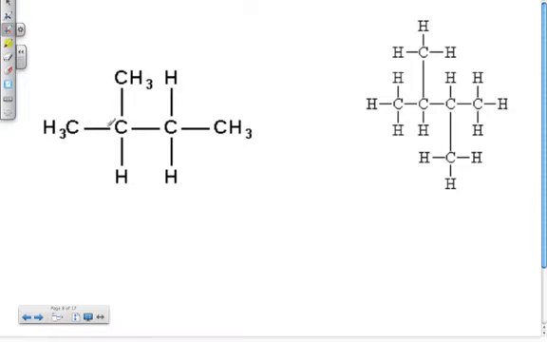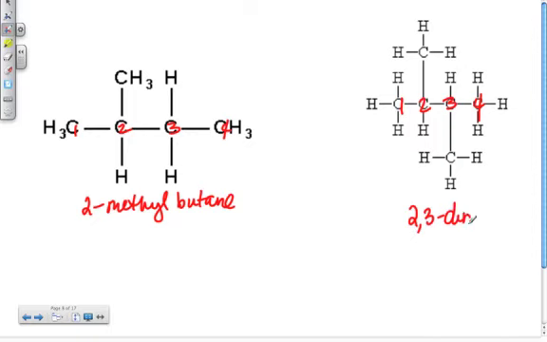Over here I have 1, 2, 3, 4 as my longest, and I have a methyl group on my second, so this is 2-methylbutane. And over here, very interesting, I've got 1, 2, 3, 4. No matter how I count it, I've got 4. I have a methyl group on 2 and 3, so this is 2,3-dimethylbutane.